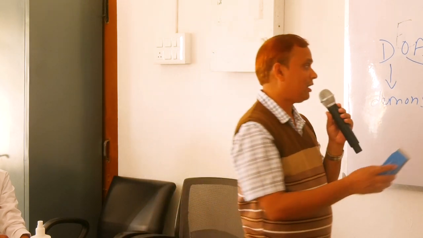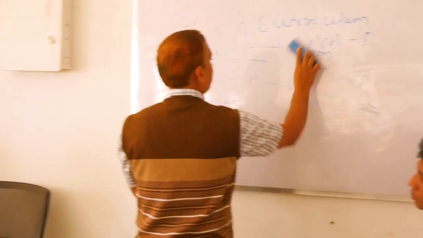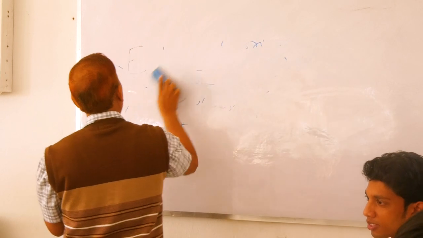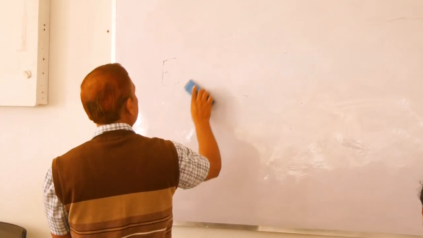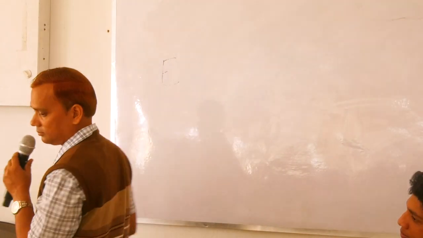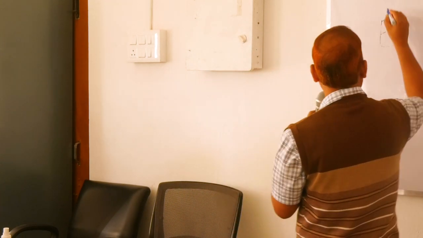So sample, suppose you take, first is your blood sample. How do you collect the blood sample? From where do you collect blood? From the tip of the finger. What kind of blood is that? That is capillary blood.